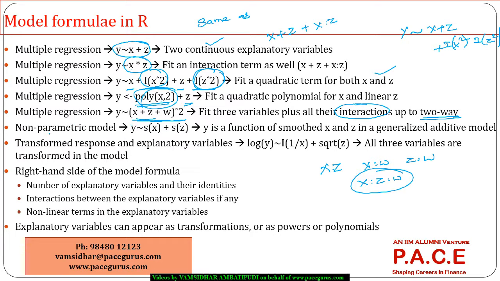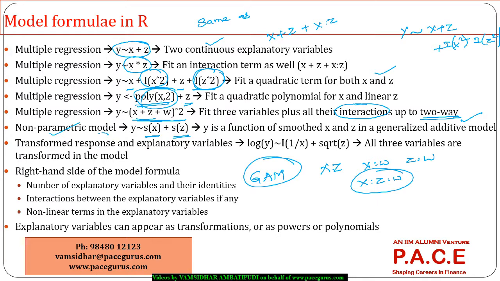Then we also have non-parametric models, right? You would see them as a part of generalized additive models also. In the non-parametric models, you will take the smoothened value of x and the smoothened value of z. We will try to fit the relationship between y and the smoothened values of x and z, which you will find as a part of generalized additive models, which we would be taking up to understand these relationships at a later point in other sessions.